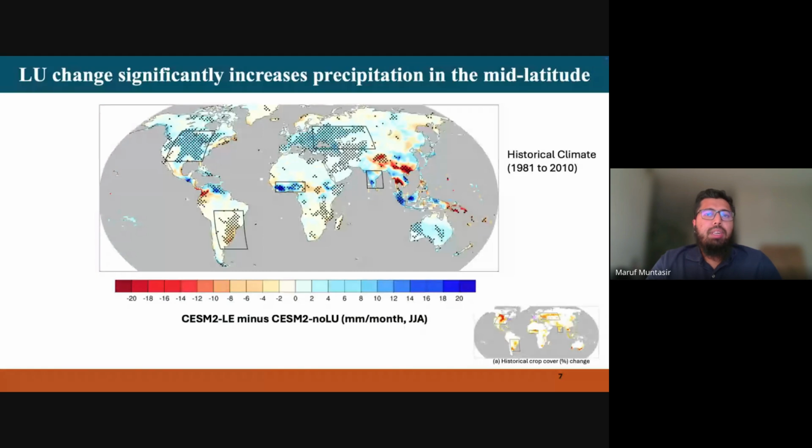So this change of precipitation is kind of close to the land use change map, as we have shown before. And here we can see it in the bottom corner. So the areas where significant land use change happens, and the areas around them, show a significant increase or decrease of precipitation.